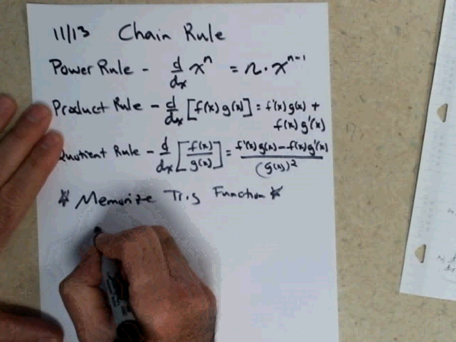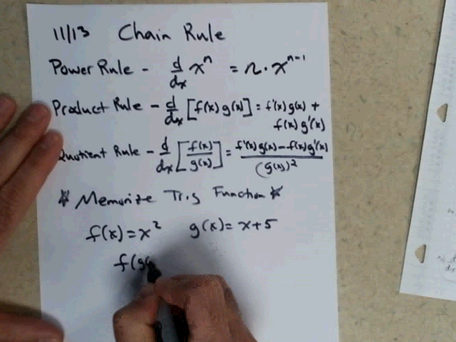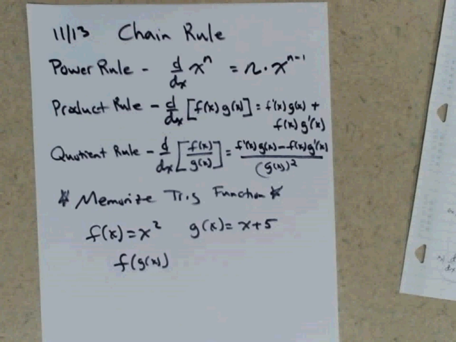So let's look at this. f of x is equal to x squared, and g of x is equal to x plus 5, right? If I ask you to set up f of g of x, this is an algebra question. If I ask you to set that up, what would you write down next? Don't yell it out, just write it down.